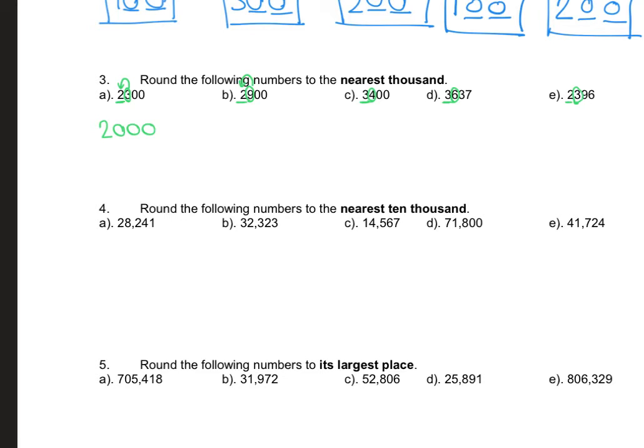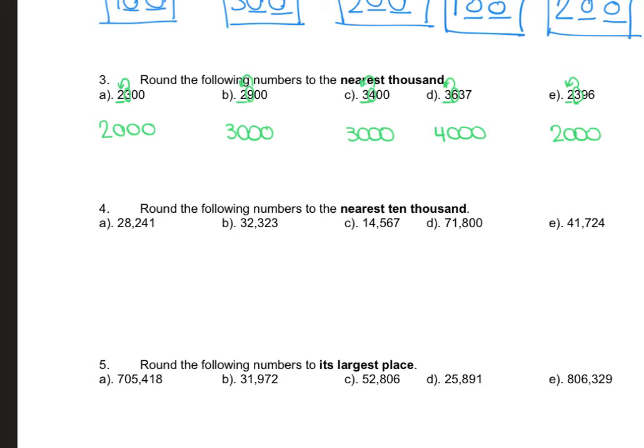9 turns the 2 to a 3. And I'm going to end up getting 3,000. 4 keeps the 3 the same. And I'm going to get 3,000. So again, there's that 2,900 and 3,400. They both round to the 3,000. The 6 rounds the 3 to a 4. And I get 4,000. And then the 3 keeps the 2 the same.